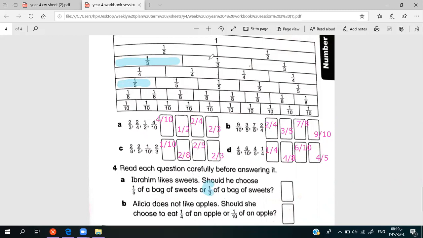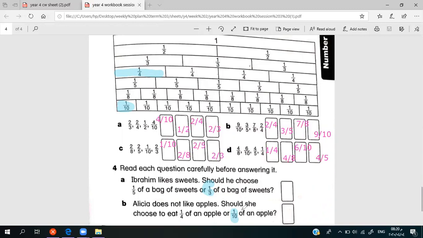Let's see B. Alicia doesn't like apples. Should she choose to eat 1/4 or to eat 1/10? She doesn't like it, so definitely she's going to choose the smaller one. So definitely she's going to choose the 1/10.